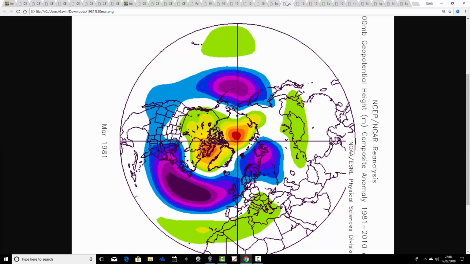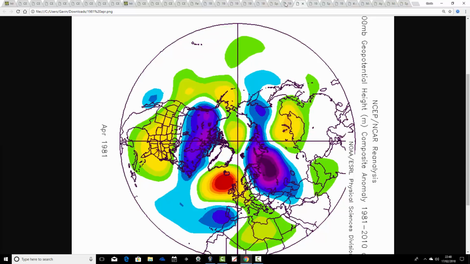Then we got 1981, and that wasn't quite as good a match, but this is how March 1981 looks. It's a very unsettled month with deep below average heights in the Atlantic. A little bit of a blocking signal up to the north, but I don't think it was overly cold really this month. It's just really quite unsettled with a strong jet stream bringing low pressure in from off the Atlantic.